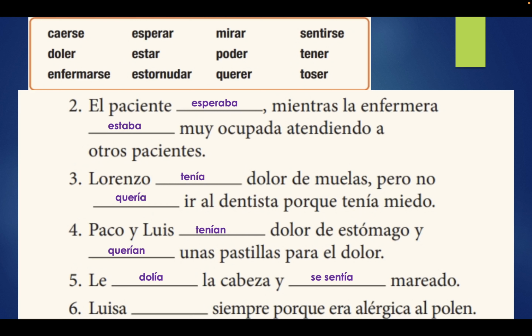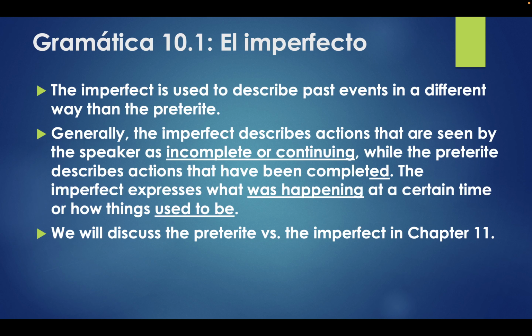And número seis. Luisa blank siempre porque era alérgica al polen. So Luisa blank always because she was allergic to pollen. Well, if she's allergic to pollen, she's probably sneezing. So we're going to take that verb estornudar, chop off our AR, and say that Luisa estornudaba. She was sneezing a lot because she was allergic to the pollen. Okay, we seem like we're doing well with the imperfect.